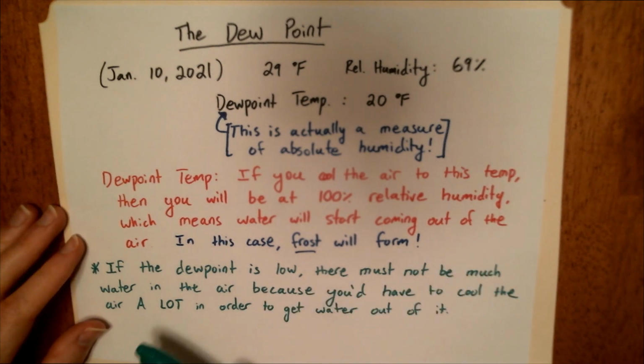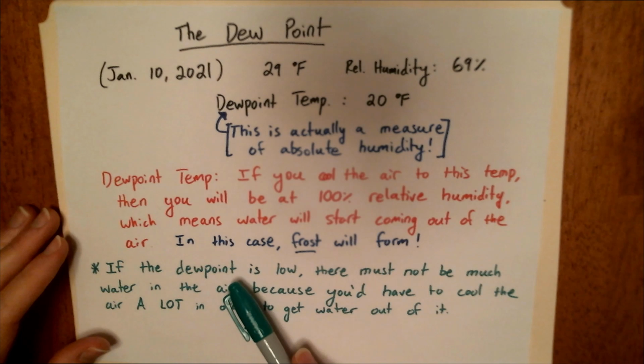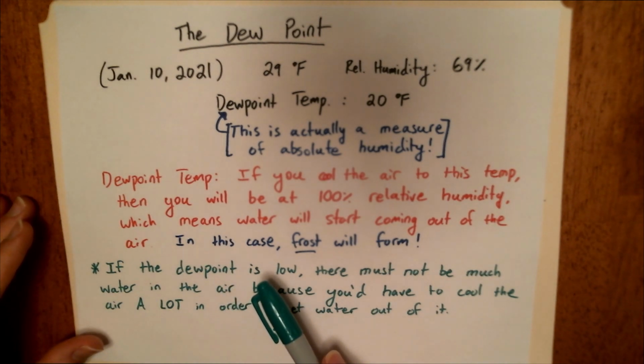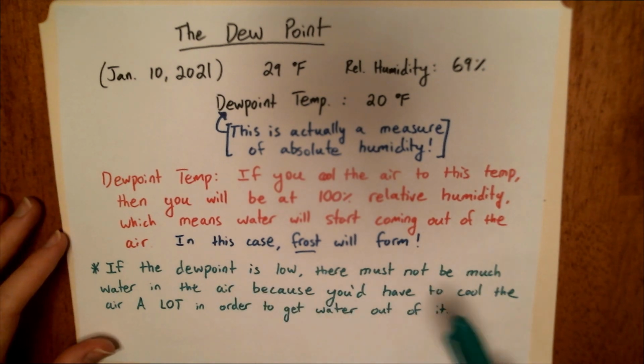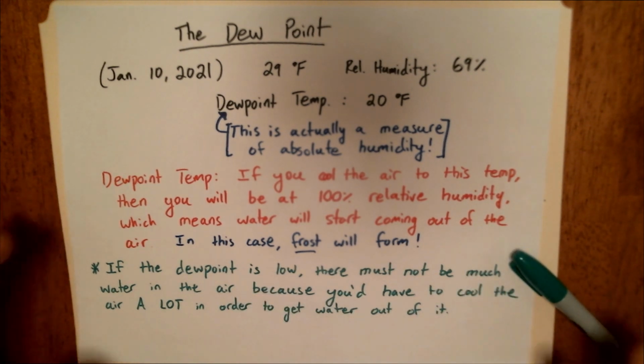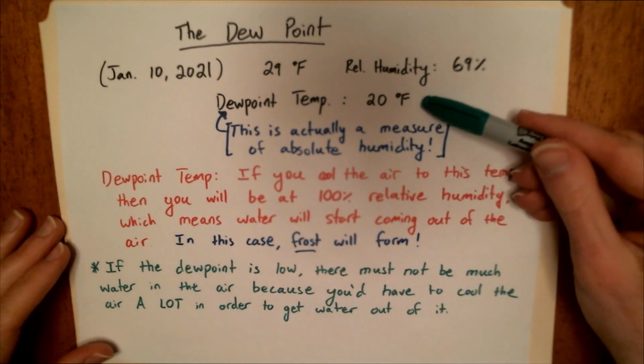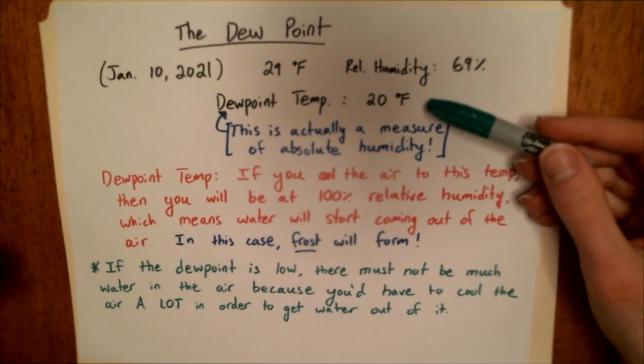Remember, cold air doesn't hold very much water, and the colder you get it, the less water it holds. If your dew point is really low, you must have incredibly dry air, because you'd have to cool that air down a heck of a lot before you start getting condensation to form, either as dew or, in this case, frost. So for today, this is a pretty low dew point temperature, but it's not as low as it can go.